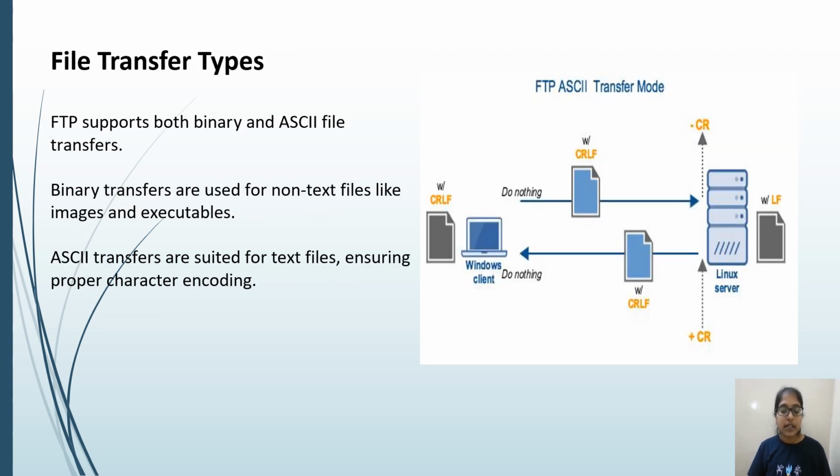File transfer types. FTP supports both binary and ASCII file transfers. Binary transfers are used for non-text files like images and executables. ASCII transfers are suited for text files, ensuring proper character encoding.